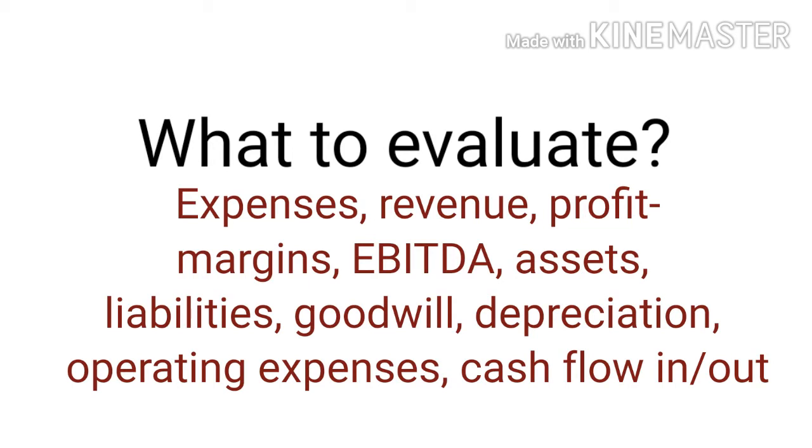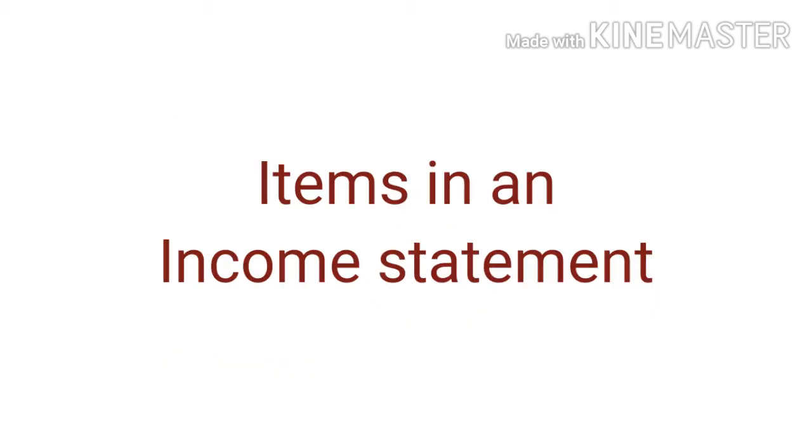Expenses incurred, revenue generated, profit margins, EBITDA, assets, liabilities, goodwill, depreciation, operating expenses, cash flow into and out of the company could all be ascertained from analyzing the financial statements of a company. Let's try to understand the various headers, or so-called line items, generally found in a profit and loss statement.